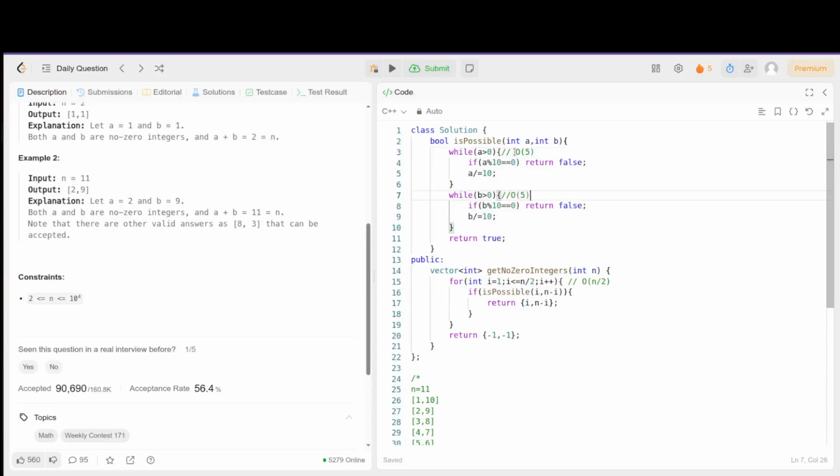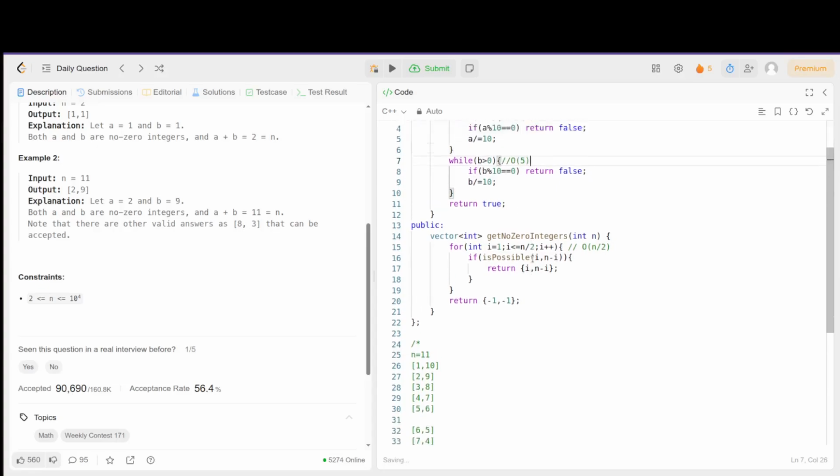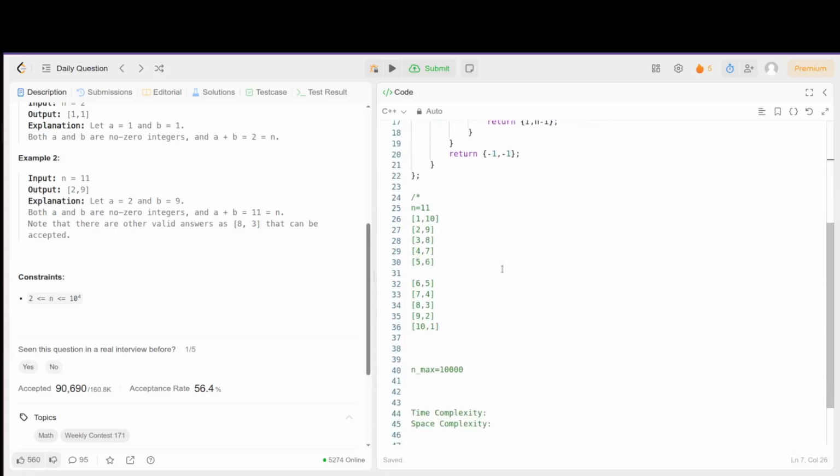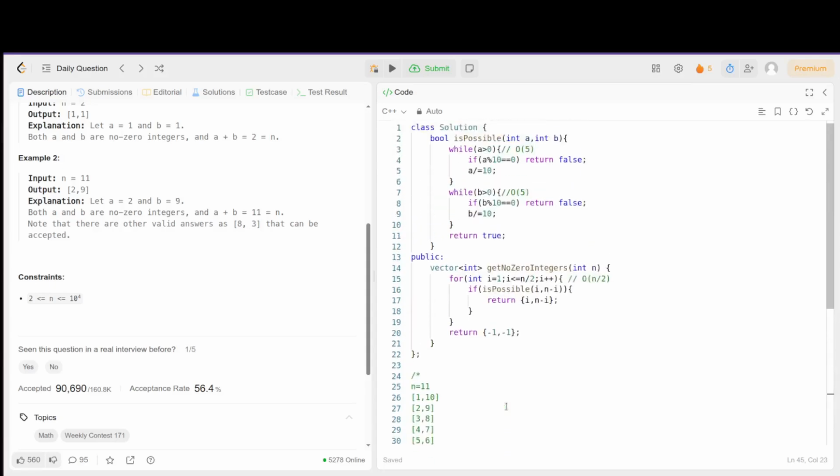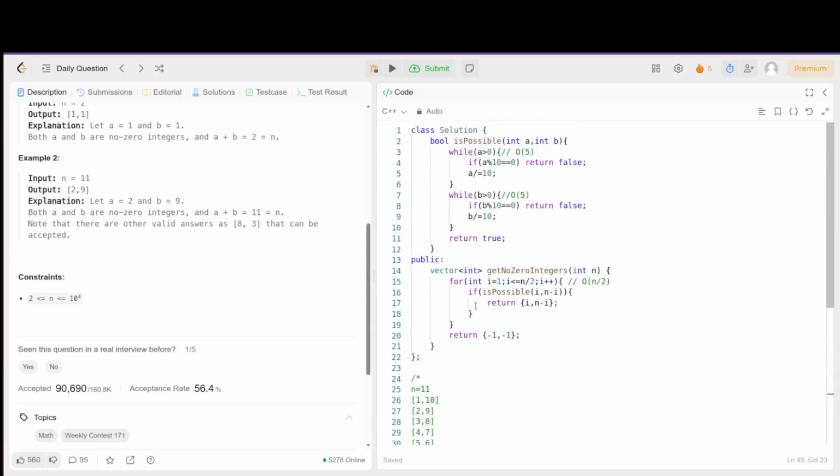This also has 5 digits, so big O of 10. The total time complexity would be big O of n by 2 into big O of 10, which is eventually big O of 5 into n, and you can say that it is big O of n time complexity. And we are using constant space, so it's big O of 1 space complexity.